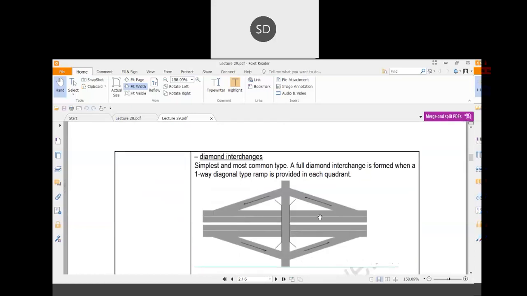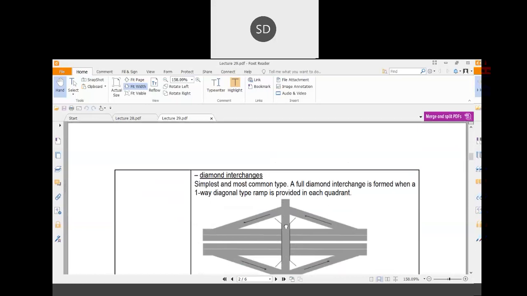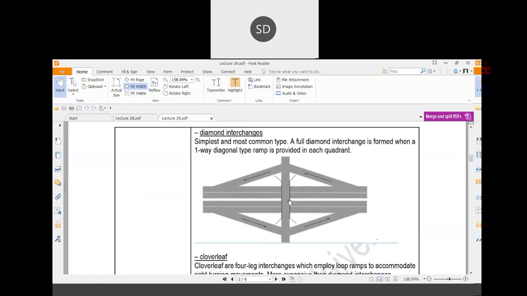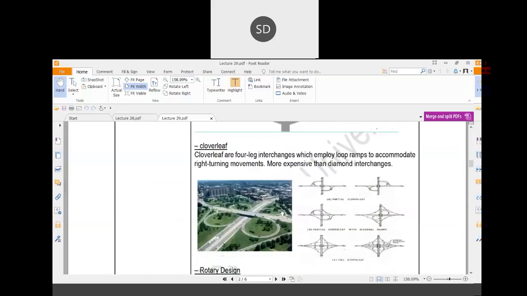This is called a diamond interchange. Basically, this particular portion of the road would be above the elevation of the portion below it, and using these ramps, you can go onto that elevated road section.